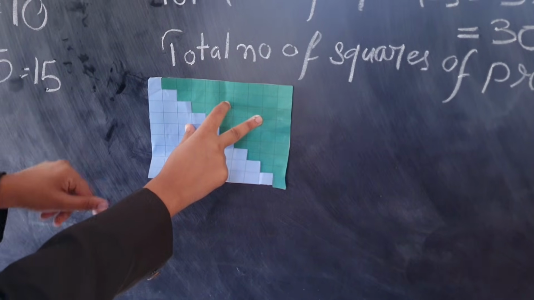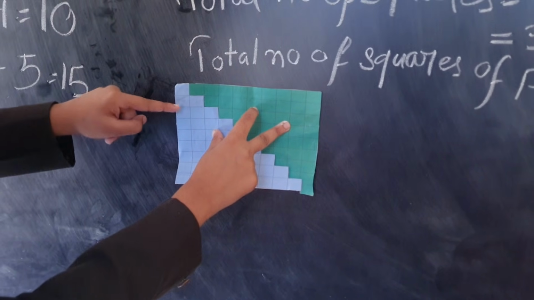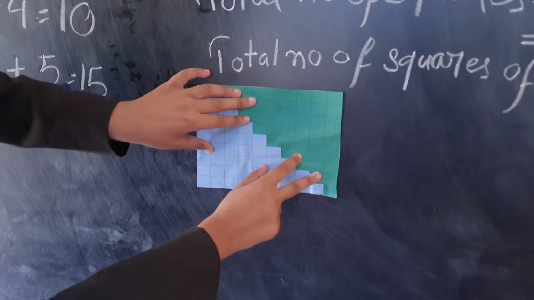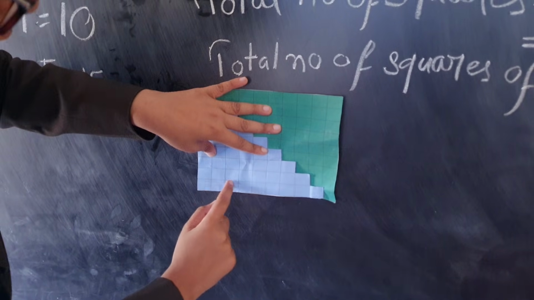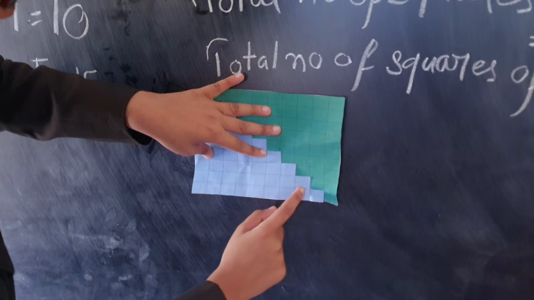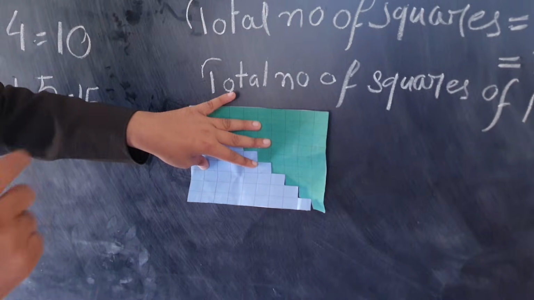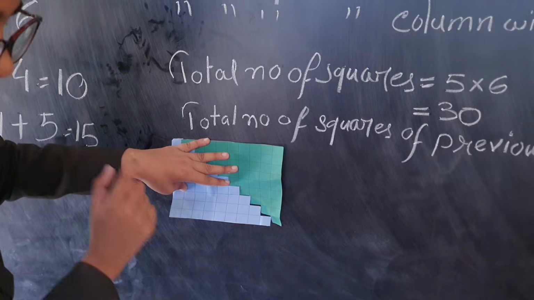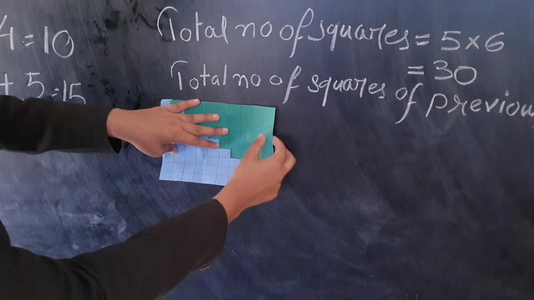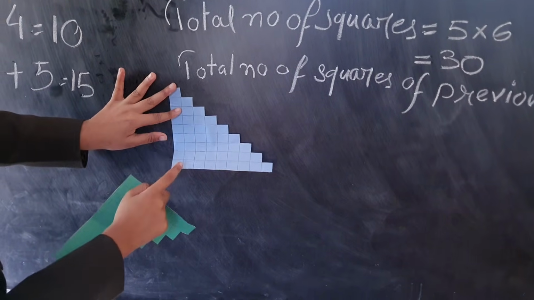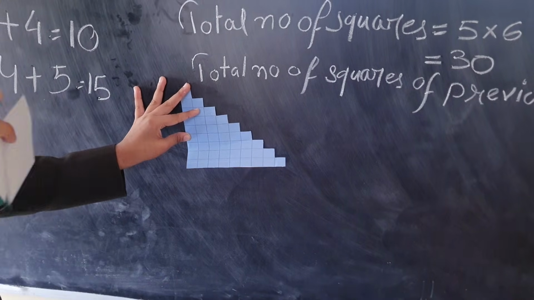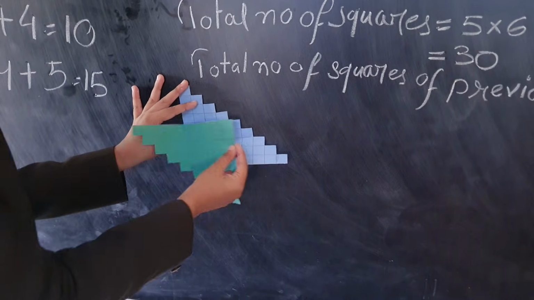Now the total number of squares row wise will be 1, 2, 3, 4, 5, 6, 7, 8, 9 and total number of squares column wise will be 1, 2, 3, 4, 5, 6, 7, 8, 9, 10, that is 9 plus 1, 10. So the total number of squares of this figure will be 9 times 10, that is 90, and the total number of squares of this original figure will be 9 times 10 by 2, that is 45. So the sum of numbers from 1 to 9 will be 45.